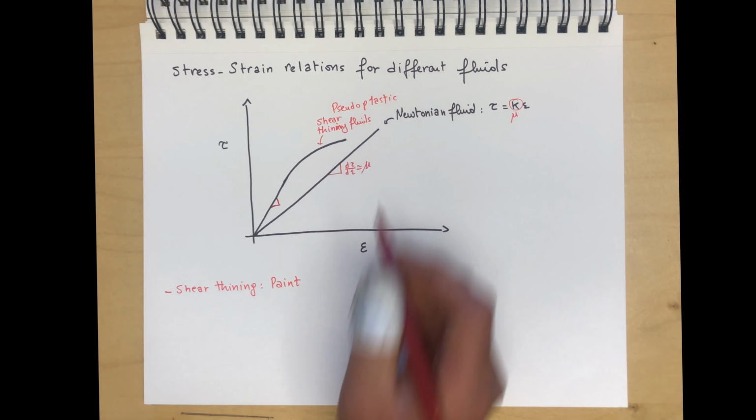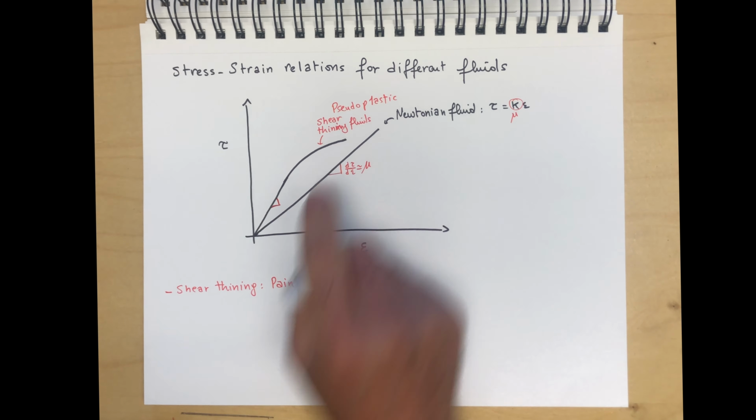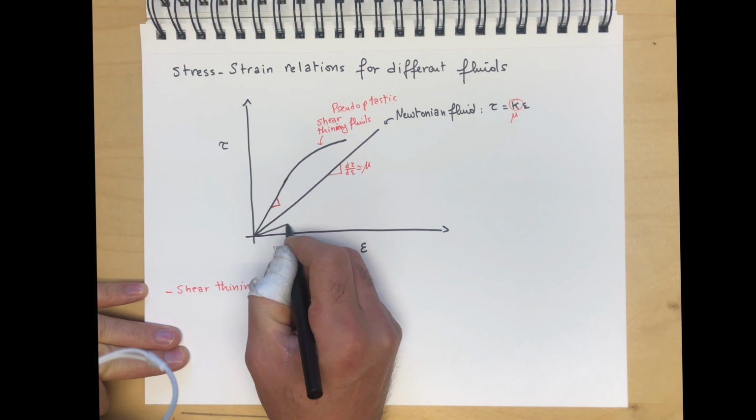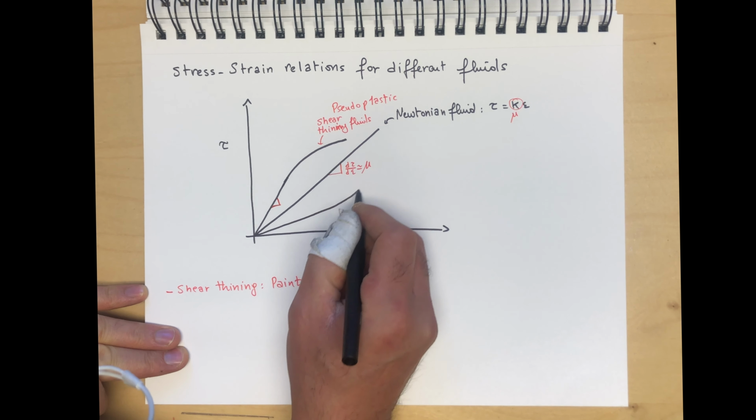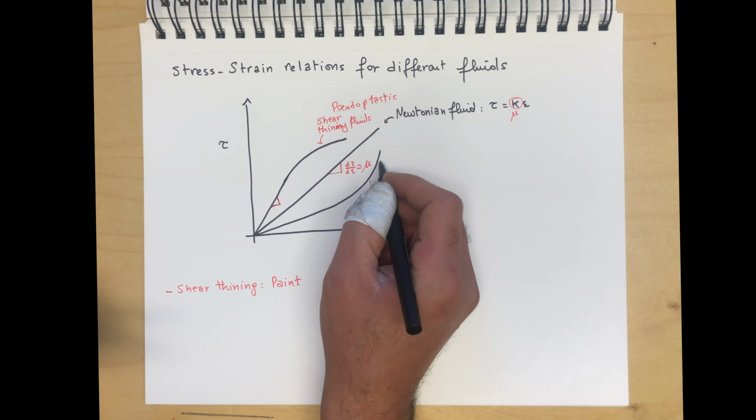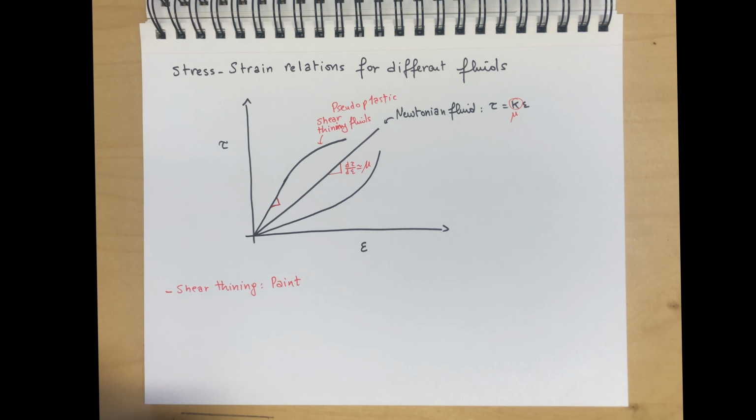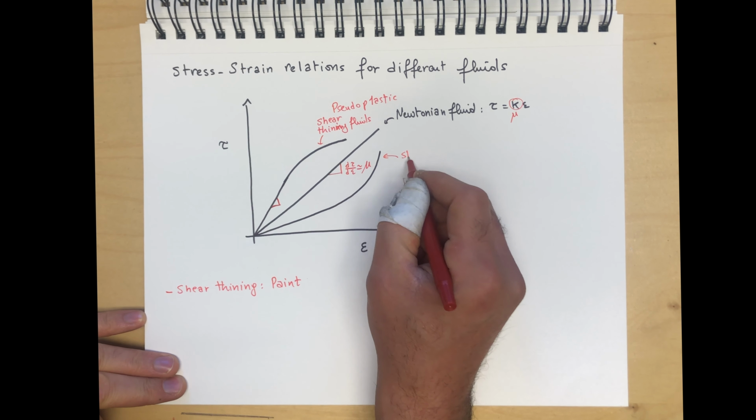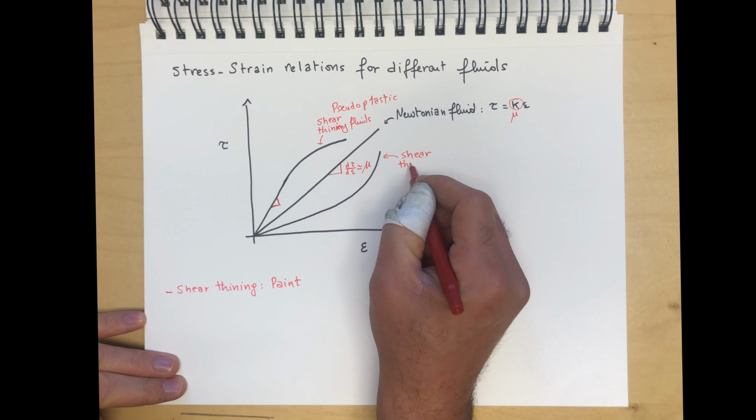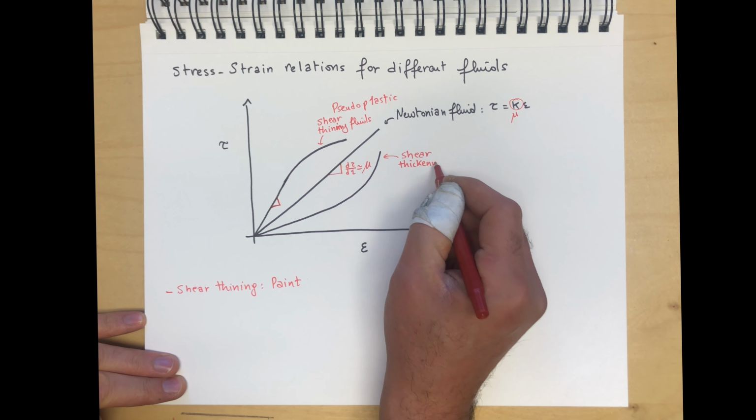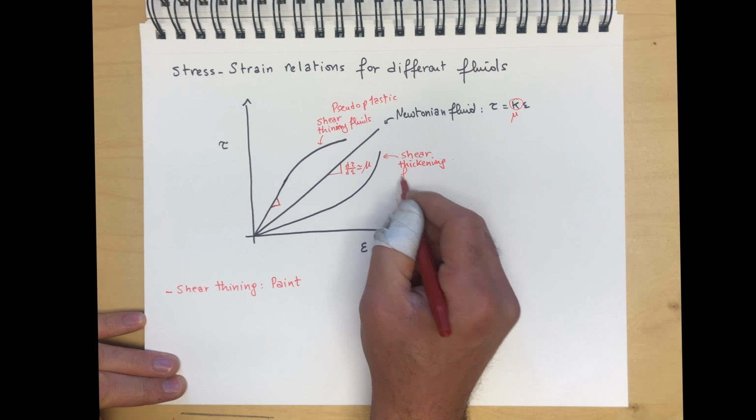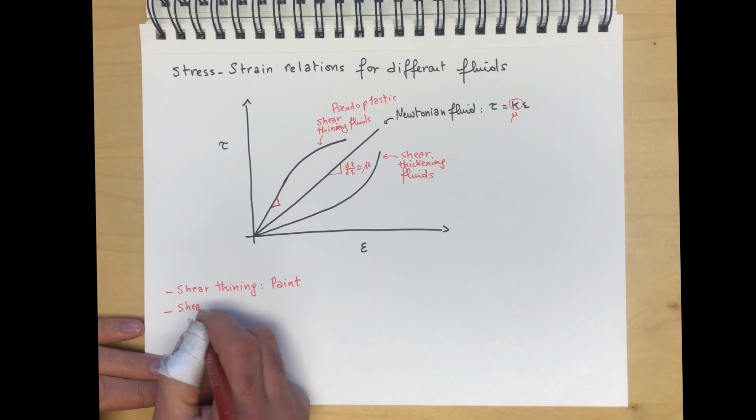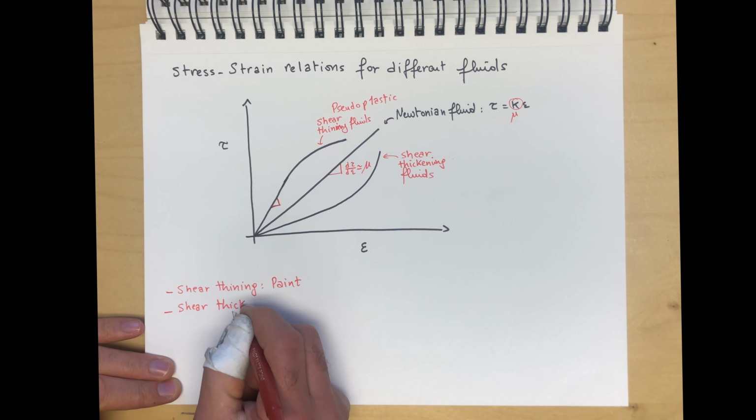Another type of fluid has the opposite behavior of this, in that you have this initial nice linear relation, but then you get this increase in the local viscosity. This is the opposite of these shear thinning fluids, and these are called shear thickening fluids.